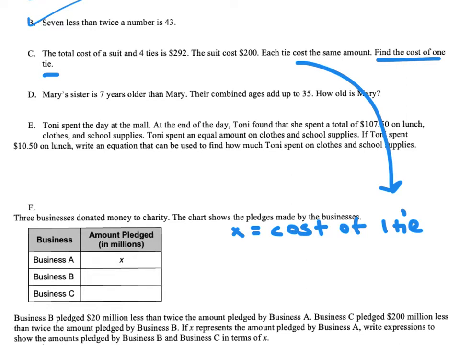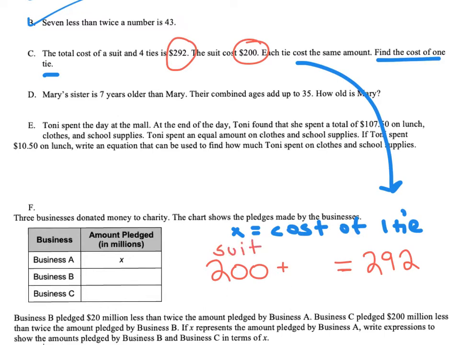Now I need to think about how I could write an equation to represent the situation. And remember, I need to include an unknown, which is my x, and my total. So let's start with my total, which I can figure out is $292, because I'm told the cost of a suit and 4 ties is $292. So that's going to be my total amount. I know that. So what makes up that total? Well, the suit itself, which we only bought one, right, is $200. But I didn't just buy a suit, okay? Remember that I bought a suit and I also bought 4 ties.